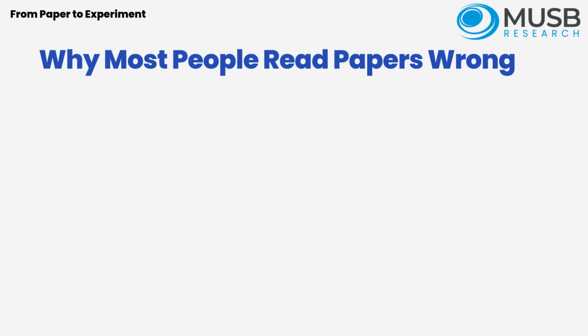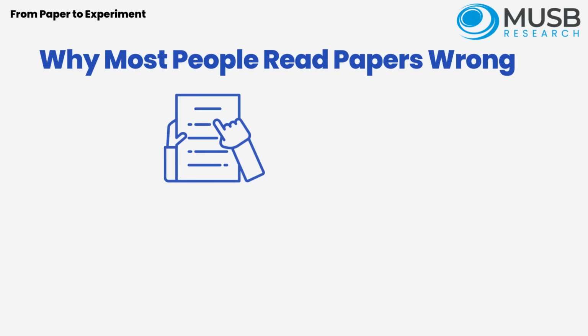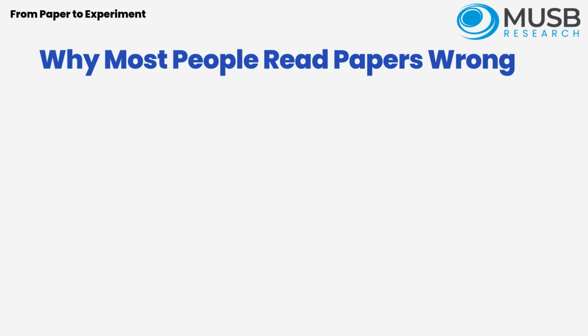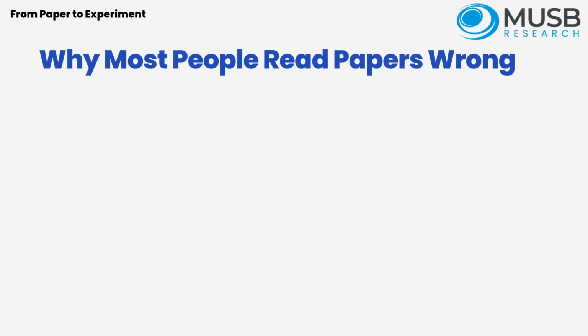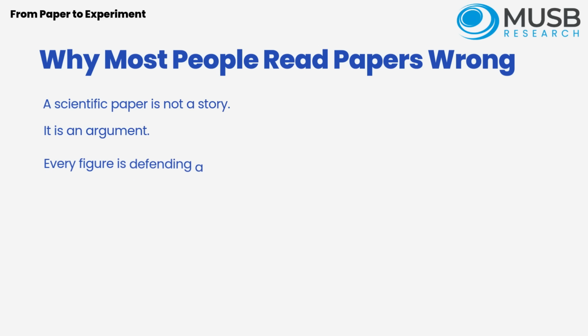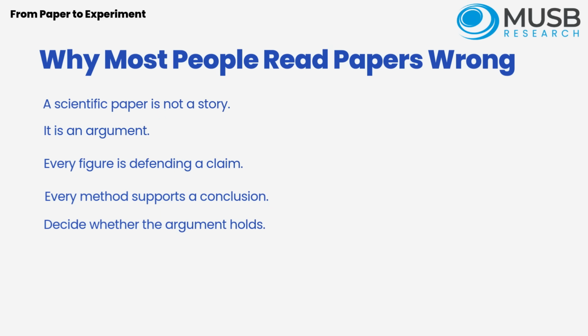Most people read scientific papers like textbooks, line by line, word by word. But that's not how papers are written, and it's not how they should be read. A scientific paper isn't a story, it's an argument. Every figure defends a claim. Every method supports a conclusion. Your goal isn't to understand every sentence. Your goal is to decide, does the argument hold?